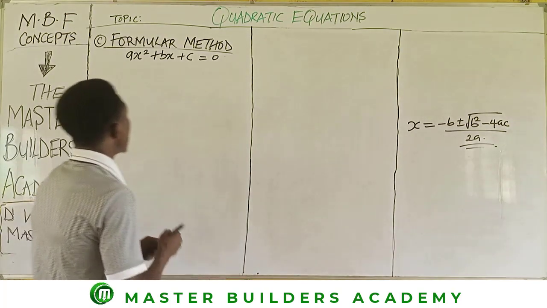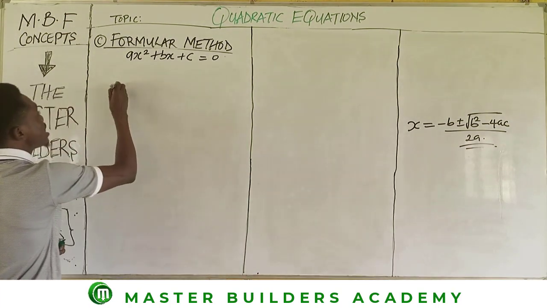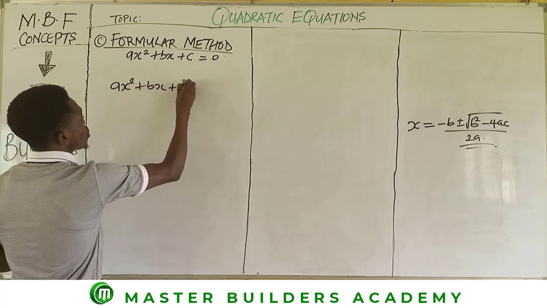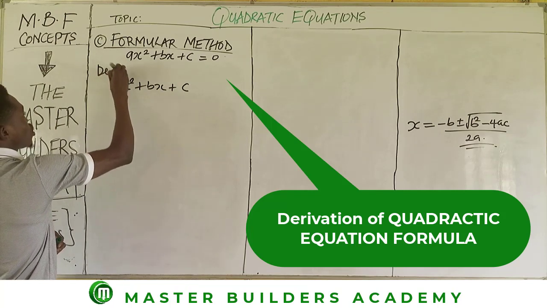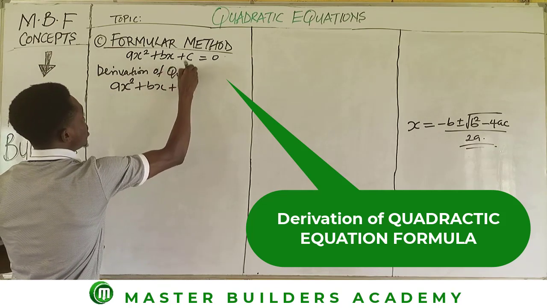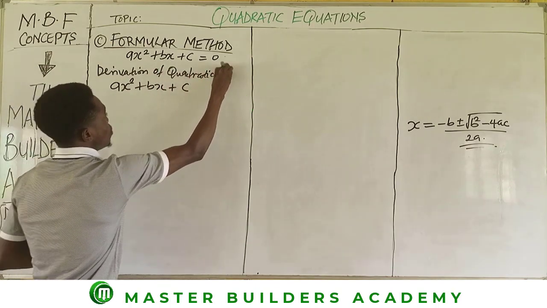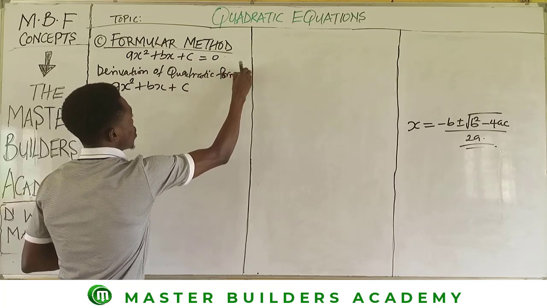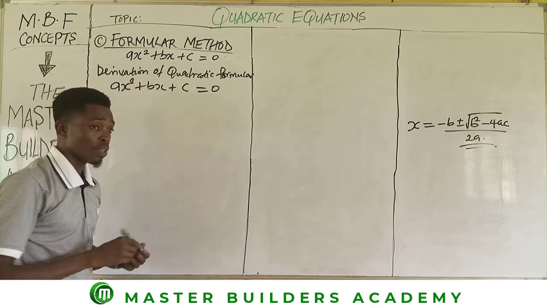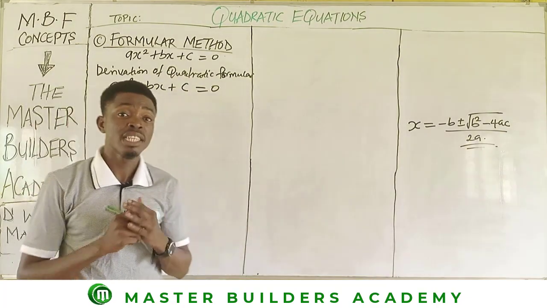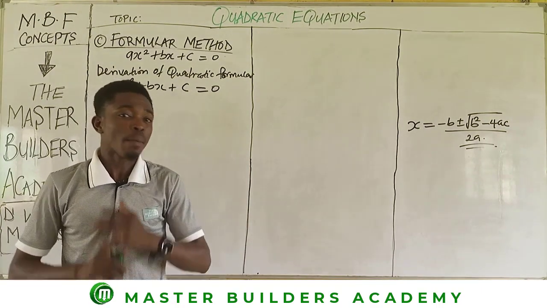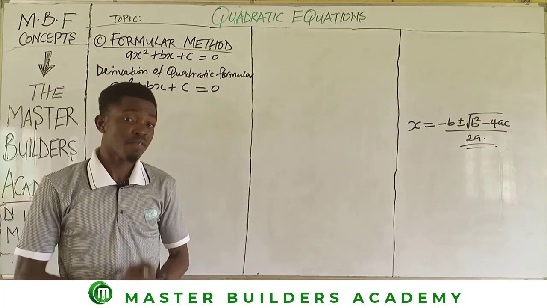Now, let's get started. This is the quadratic equation ax squared plus bx plus c. We simply call this derivation of quadratic formula. Alright, so we have ax squared plus bx plus c is equal to 0. Now we just explained that we are going to be using the method of completing the square to derive this quadratic formula, popularly known as the almighty formula, right?